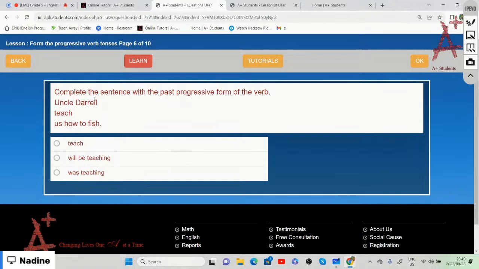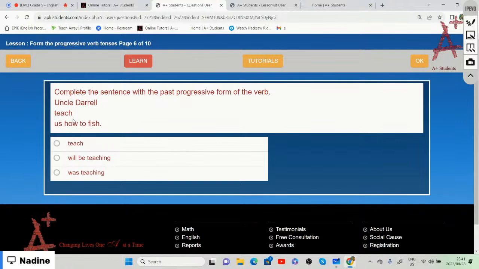Let's do one more. Complete the sentence with the past progressive form of the verb. Uncle Daryl teach us how to fish. Is it teach, will be teaching, or was teaching us how to fish? So Uncle Daryl teach us how to fish. We need to complete the sentence with the past progressive form of the verb. Is it teach, will be teaching, or was teaching?